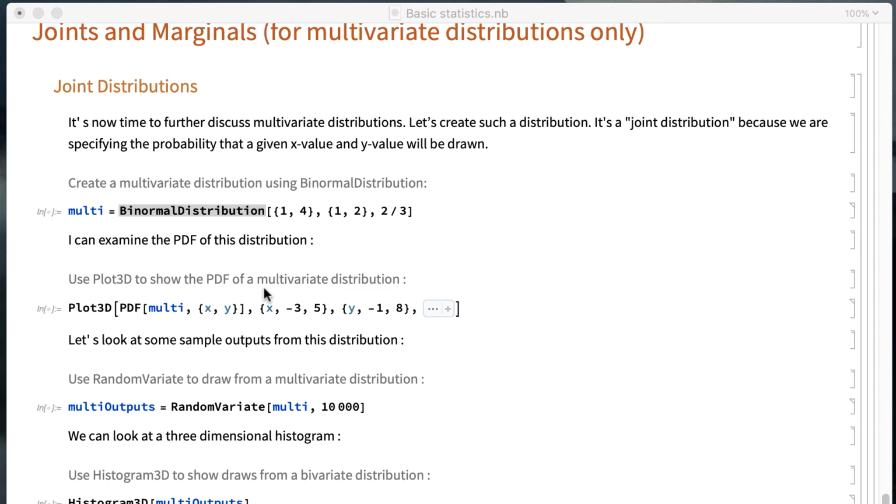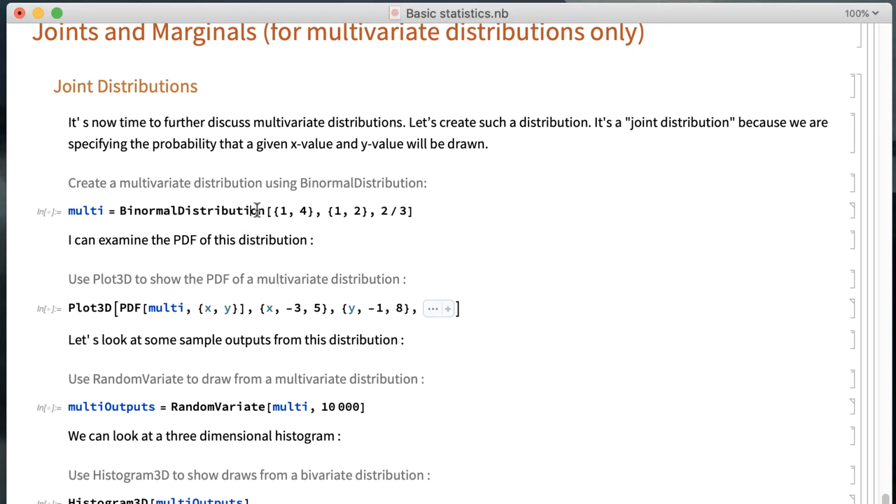Now it's time to look at joint and marginal distributions, which apply really only to multivariate distributions, things that produce more than one output at a time. So it might produce an x value and a y value simultaneously, or if it were a categorical distribution, it might output an eye color and a handedness simultaneously. So we're going to use a binormal distribution to create such a distribution. It has means of 1 and 4, standard deviations of 1 and 2, and the correlation between its x output and its y output of 2/3.